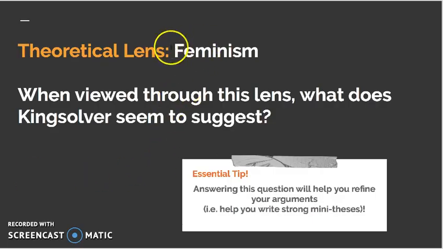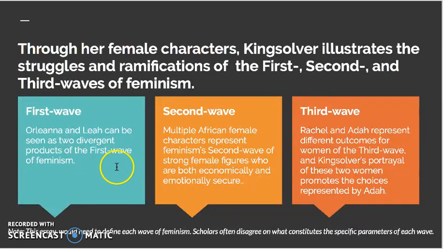The last approach here is a theoretical lens, and I chose feminism. And again, we have to ask that question, the so what question, right? What is Kingsolver suggesting through that lens? So asking that question helps us get to arguments. So perhaps the answer to that question is, through her female characters, Kingsolver illustrates the struggles and ramifications of the first, second, and third waves of feminism. So that would be our larger central thesis.